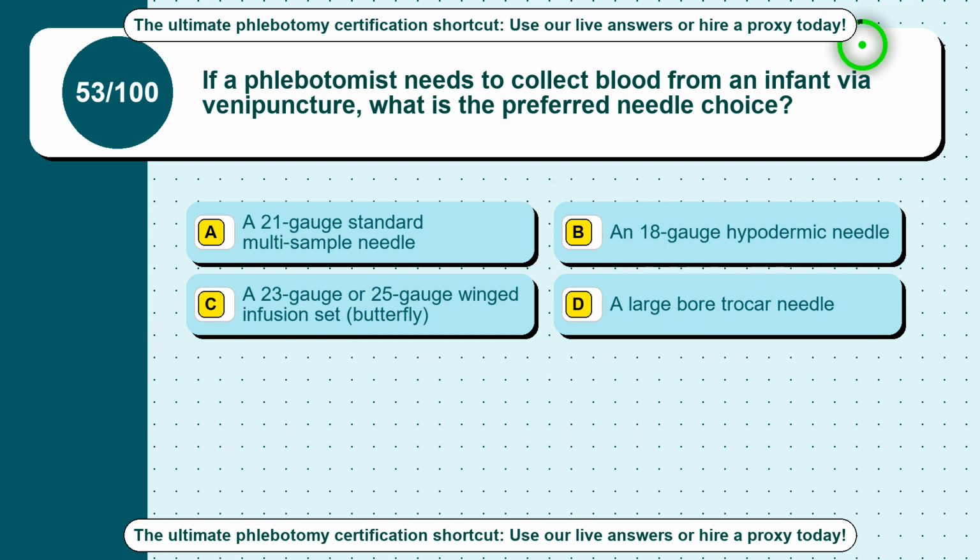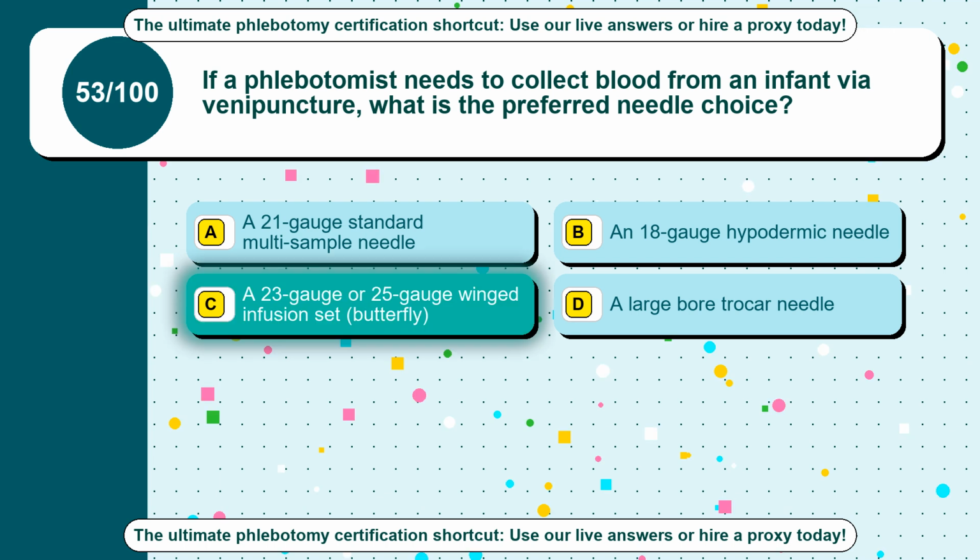Question 53. If a phlebotomist needs to collect blood from an infant via venipuncture, what is the preferred needle choice? Option A, 21-gauge standard multisample needle. Option B, an 18-gauge hypodermic needle. Option C, a 23-gauge or 25-gauge winged infusion set, butterfly. Option D, a large bore trocar needle. The correct answer is option C, a 23-gauge or 25-gauge winged infusion set, butterfly.